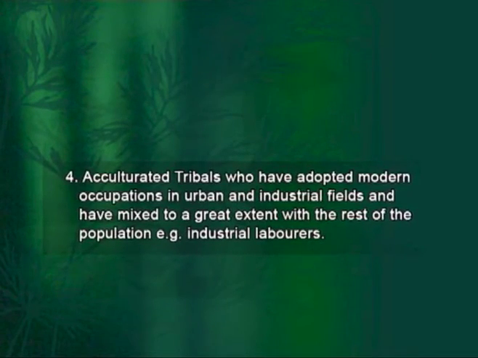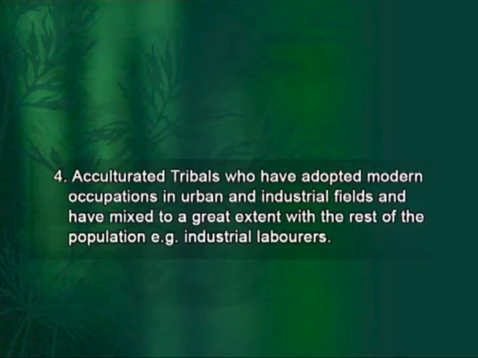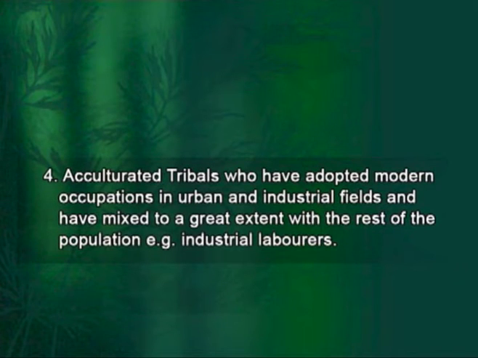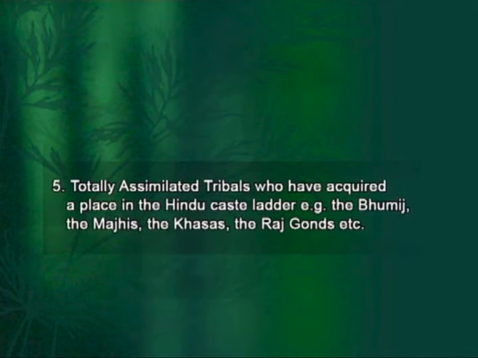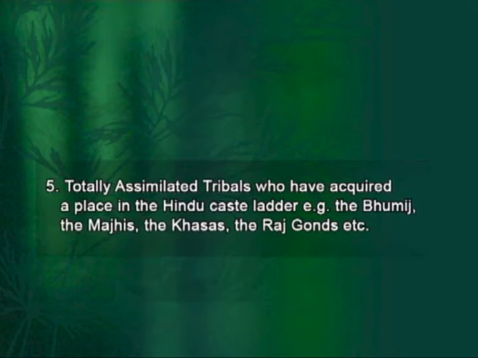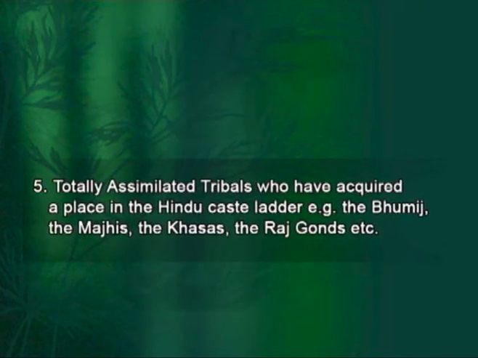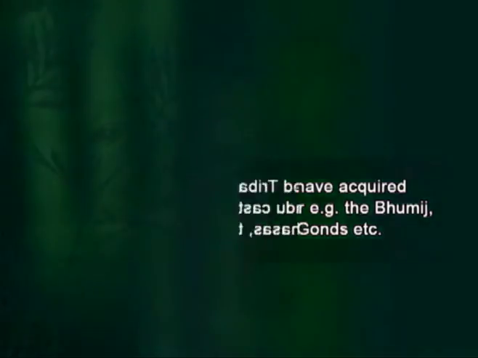Acculturated tribals who have adopted modern occupations in urban and industrial fields and have mixed to a great extent with the rest of the population, example, industrial laborers. Totally assimilated tribals who have acquired a place in the Hindu caste ladder, example, the Bhumis, the Majhis, the Khasas, the Rajgons, etc.